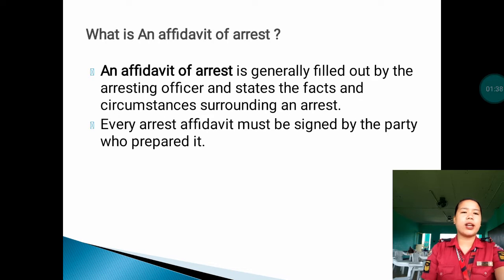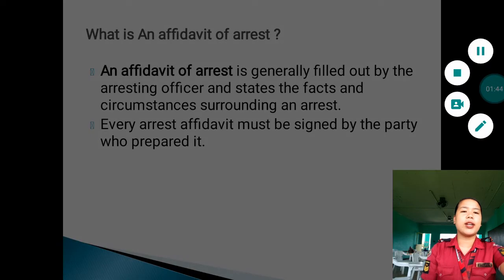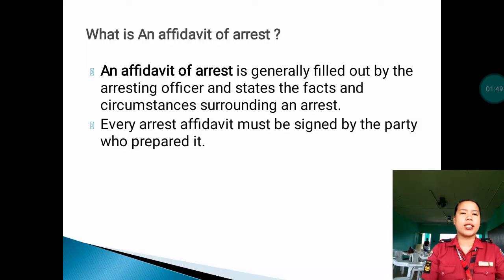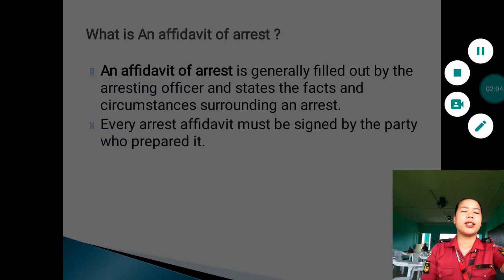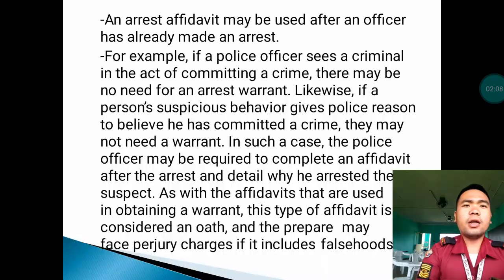What is an affidavit of arrest? An affidavit of arrest is generally filled out by the arresting officer and states the facts and circumstances surrounding an arrest. Every arrest affidavit must be signed by the party who prepared it. An arrest affidavit may be used after an officer has already made an arrest.